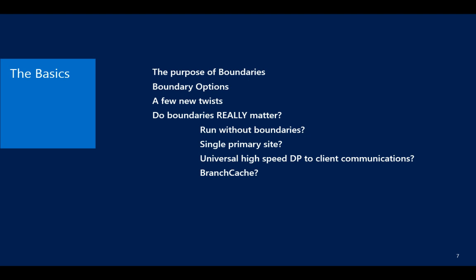All right, so what about the condition where you have universal high-speed DP to client communication? You don't worry about slow links. You want to treat every DP as equal to the others and let clients just randomly pick. Well, if you want to do that, you can, right? I still would put boundaries in there just to have them in case you need to expand later, or you want to put some additional control in there later. But you're starting to argue out of needing boundaries in that case. But most folks don't have that, right? They do want to control where things go and how information is sent across their environment.